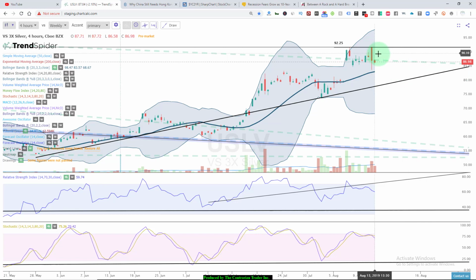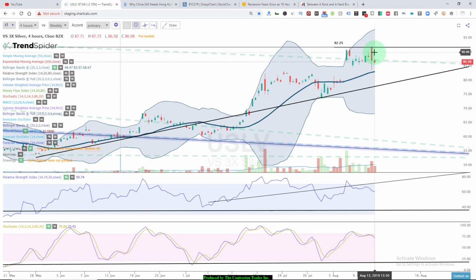So I suspect that we'll probably get a continuation pullback sometime this week. Perhaps support will be found at the 20-period moving average, which is rising. For an extreme pullback, perhaps a pullback to the $80 per share level, and we'll look to revisit the trade at those levels.